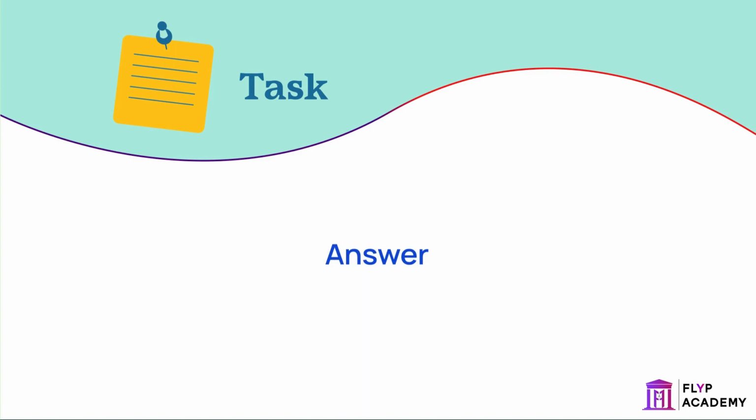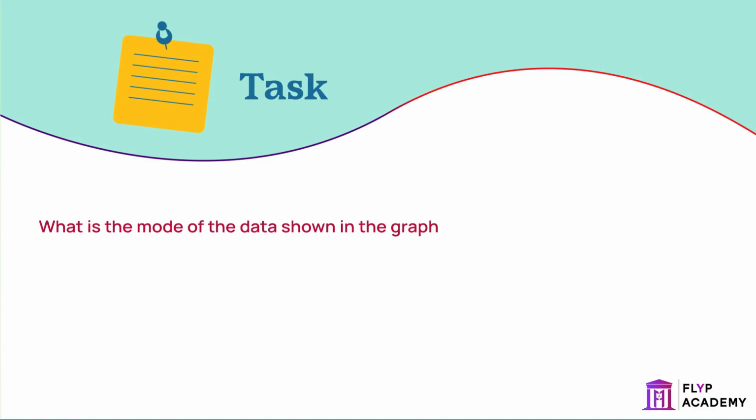Under the trees, the dandelions may not get enough light or nutrients from the soil. At 16 metres, the dandelions could have been eaten by an animal, or it could be where people walk more regularly, so they cannot grow there. Task: what is the mode of the data shown in the graph? 4 is the most common number of dandelions.